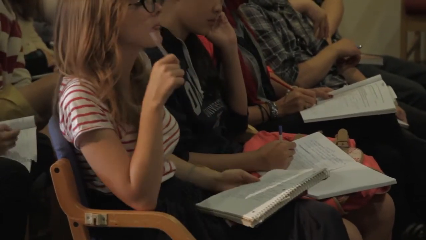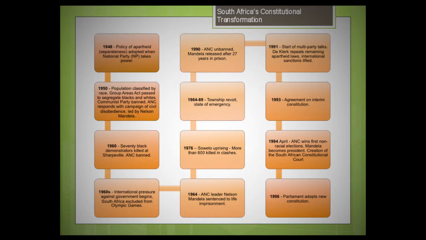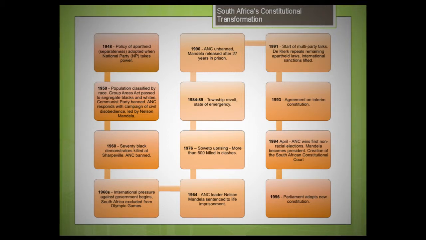The ANC, the African National Congress, was banned by the apartheid government. It was outlawed. Nelson Mandela went to prison for a very long time. But then there were uprisings, many people died, and in 1990, something happened.